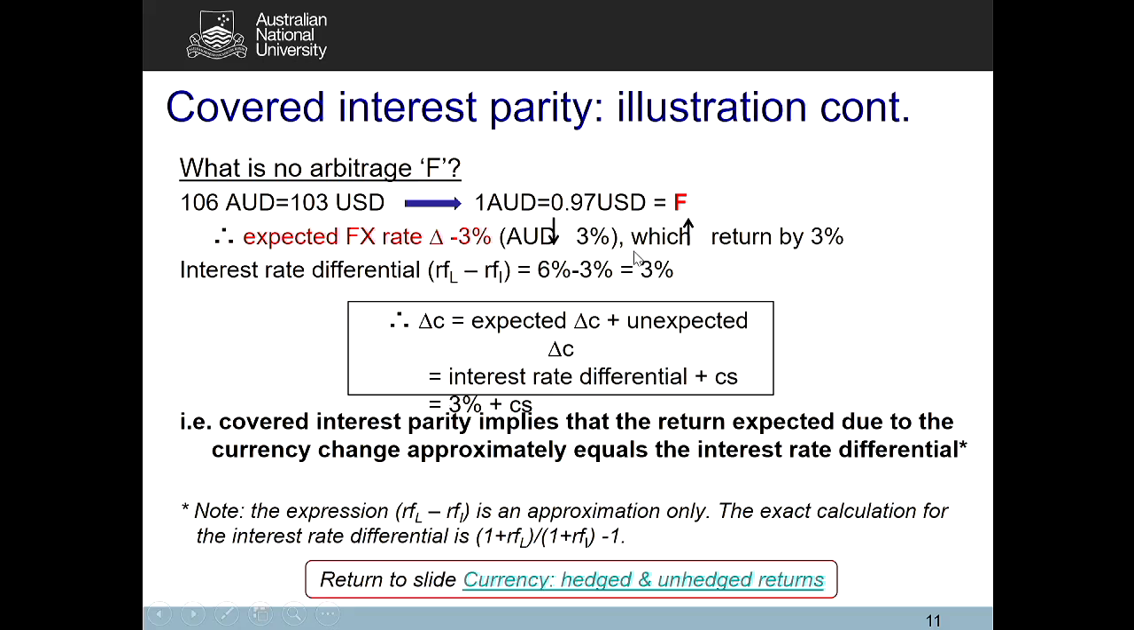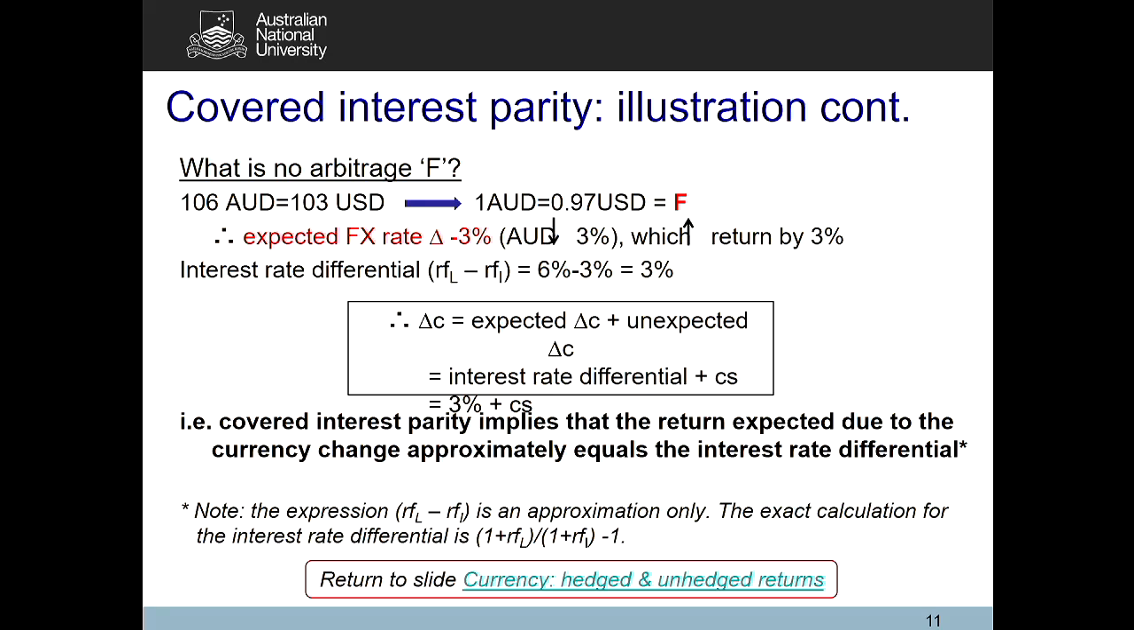So what that means is that the amount by which we expect the currency to depreciate is equal to the interest rate differential. So when we break up the return from the change in currency, we can break it up into the return from the currency change that we expect and the return from the currency change that we don't expect if we're not hedged. Because if we're not hedged, we're going to be affected by both expected and unexpected changes in currencies.